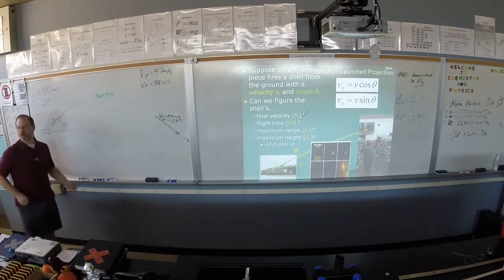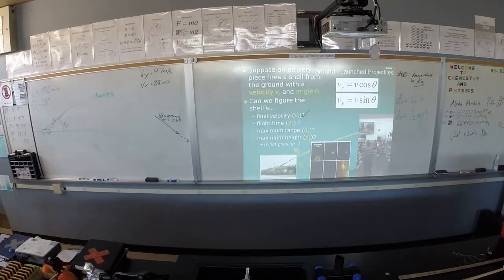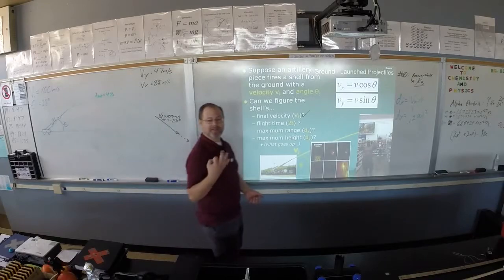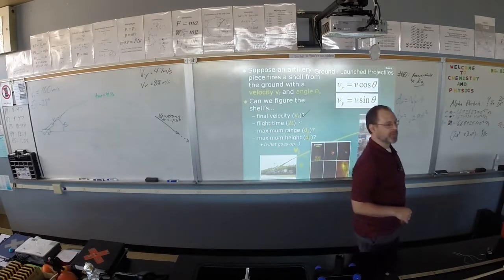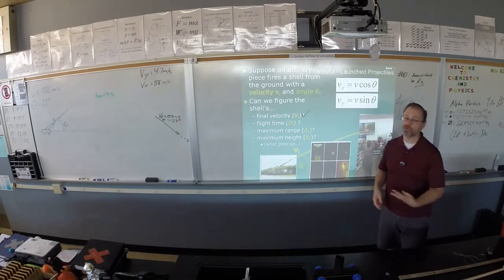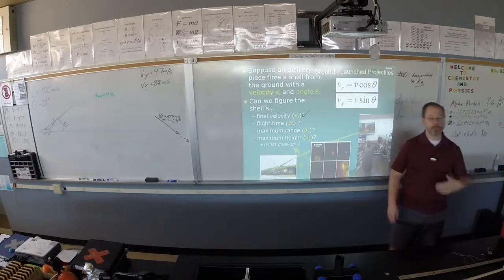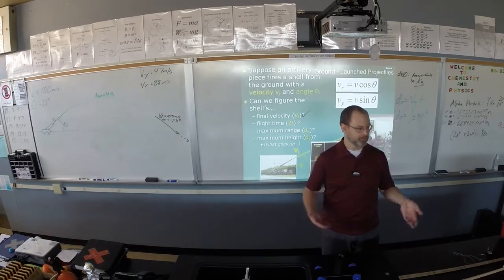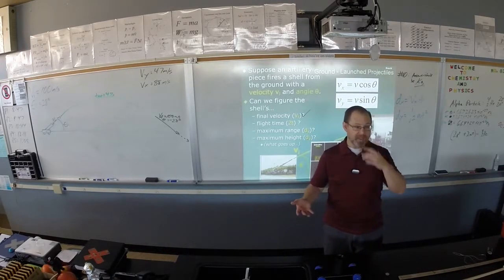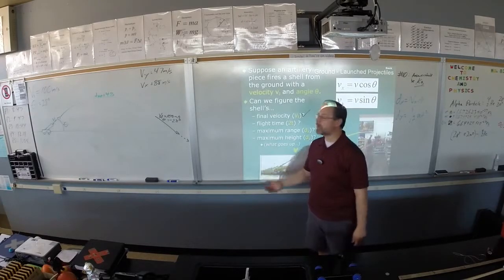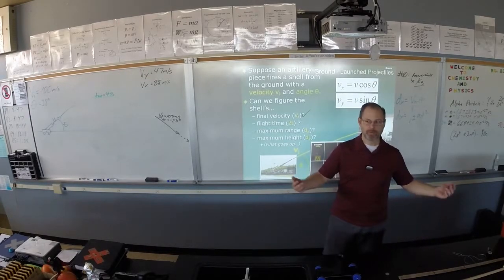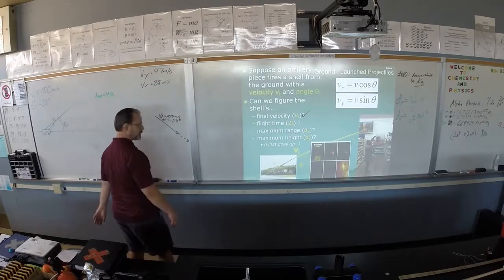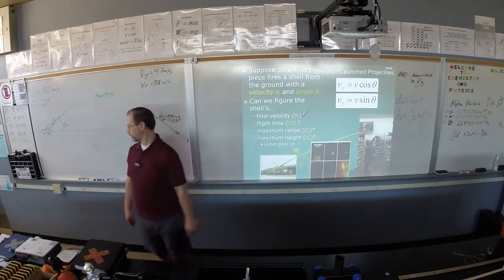How'd you get that? All I did is take Vy and divide it by 10, because you told me that if something goes up at 30 meters per second, it takes 3 seconds to stop. And if something goes up at 40 meters per second, it takes 4 seconds to stop. So if something goes up at 47, it takes 4.7 seconds to stop. Make sense? So if it takes 4.7 seconds to go up, how long does it take to go back down? 4.7 seconds.